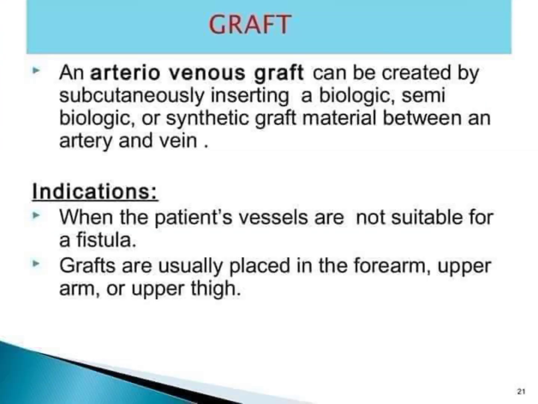Graft: an arteriovenous graft can be created by subcutaneously inserting a biological, semi-biological, or synthetic graft material between an artery and vein. Indications: when the patient's vessels are not suitable for a fistula, grafts are usually placed in the forearm, upper arm, or upper thigh.